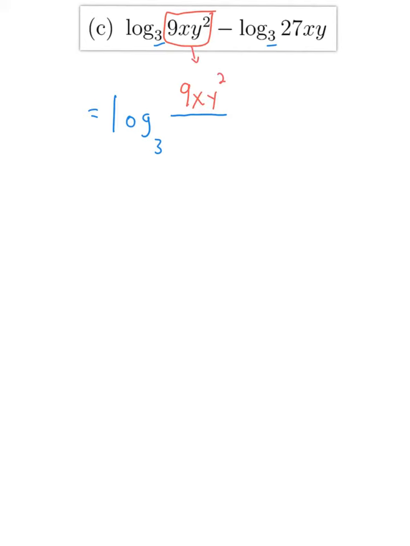That just gets written here. And then the fact that the second log is negative means its argument, 27xy, sorry, is going to go in the denominator. And then that's it. That's the final answer.